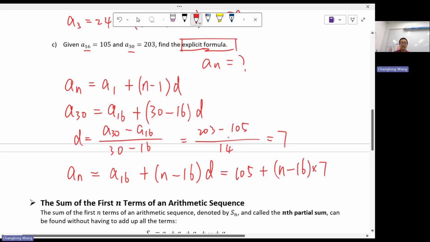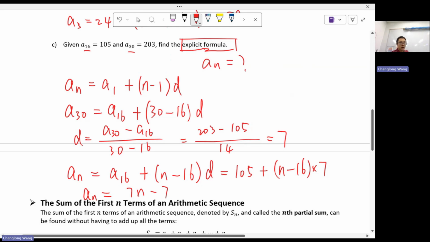Now, if you leave it like that, it's not wrong, but it's just not very conventional. So if you could, please simplify this by distributing the 7, and you end up getting 7n minus 7. All I did is distribute the 7. It gets multiplied with negative 16, so you get negative 112. Then you subtract that from 105, you get negative 7. And this is what they mean by explicit formula. You see why they call it explicit, because it only depends on n.